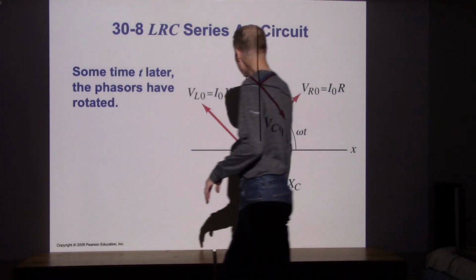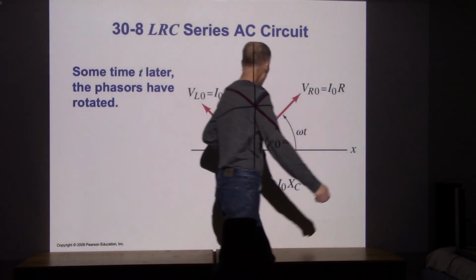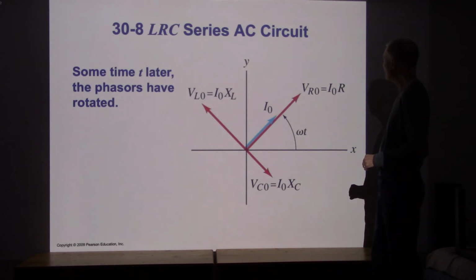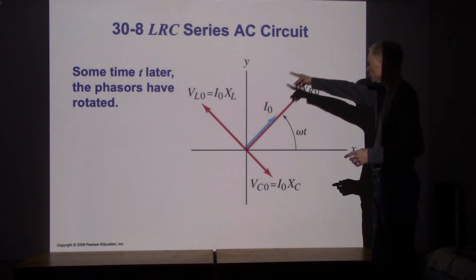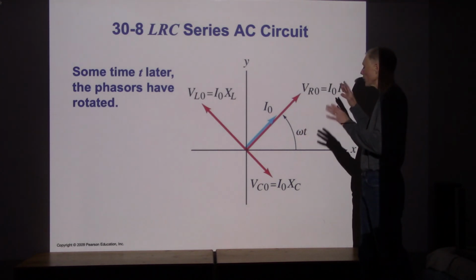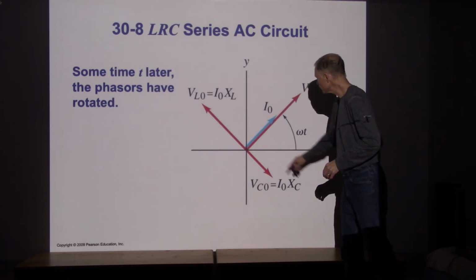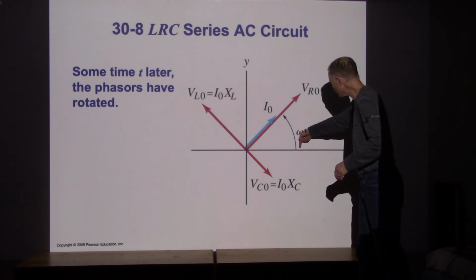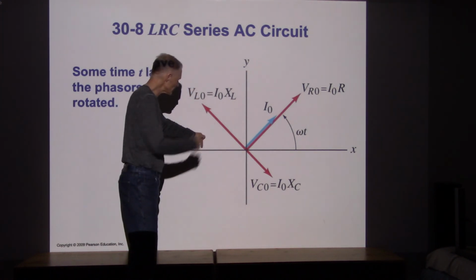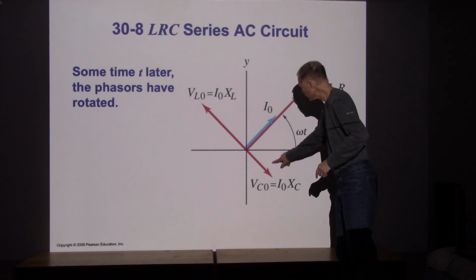Here we go. As time goes on, what we imagine is that the phasors begin to rotate, and the angle that they rotate to is given by omega times t. And again, the individual currents and voltages are the projections down to the x-axis. So at this instant in time, the current is this much. The voltage across the resistor is that much. The voltage across the inductor is this much, and it's in the negative direction. And the voltage across the capacitor is that much.